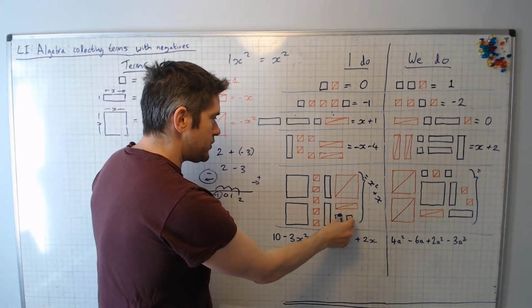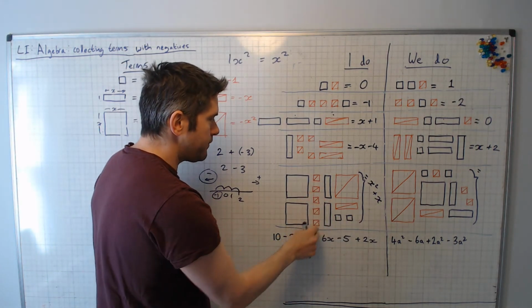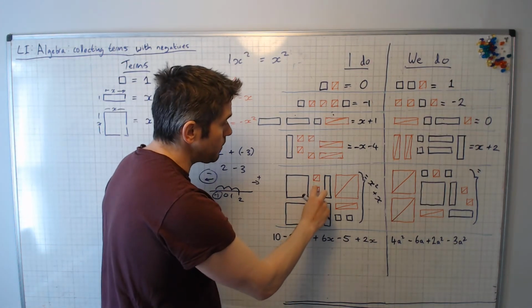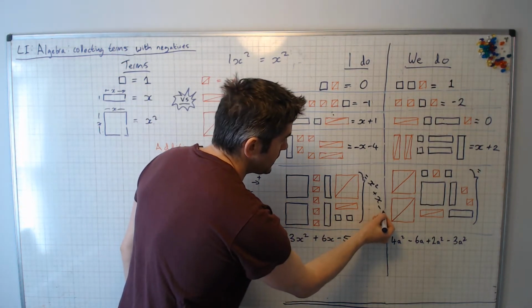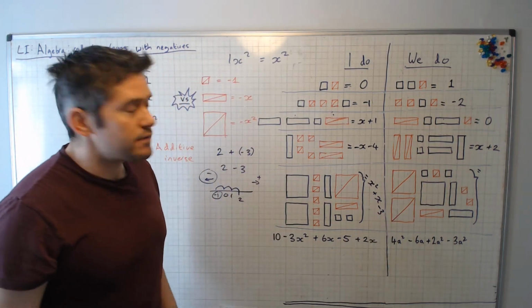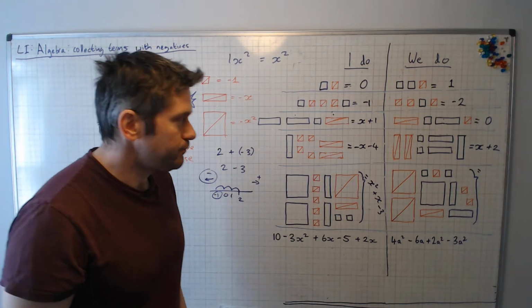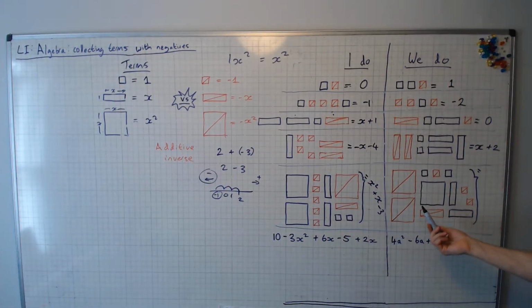Now we have 2, take away 5. Again, those 2 you could pair with these 2 to make 0, leaving us with 3 negative ones. So that's 3 negative ones, which is minus 3. x squared plus x minus 3. Have a go at this one.